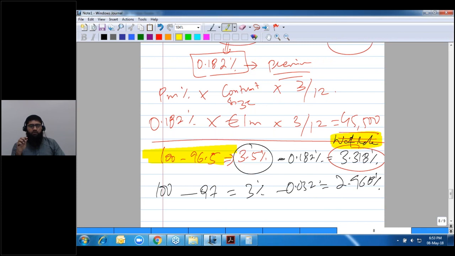For a put, the premium will be added, because a put is for the borrower. The borrower is already paying the interest and he would also pay the premium. So both are going to be outflows, so you need to add them up.